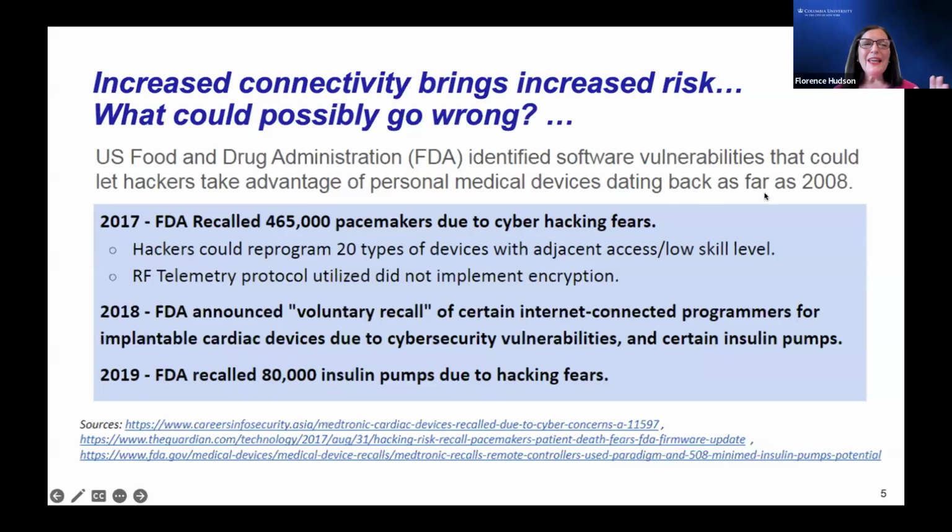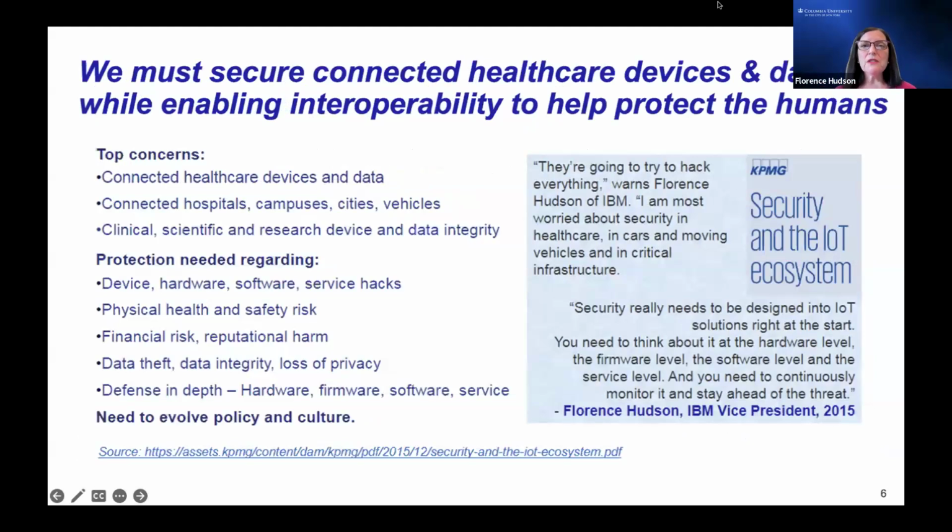So way back as far as 2008, the FDA identified software vulnerabilities that could let hackers take advantage of personal medical devices. In 2017, they recalled 465,000 pacemakers due to cyber hacking fears, where hackers could reprogram 20 types of devices with adjacent access, low skill level, and within 50 feet of you. So as I say, if you're sitting in a movie theater, or walking through a mall or wherever you are, how many people within 50 feet of you do you trust? How do you know? And then in 2018, a voluntary recall on certain insulin pumps and implantable cardiac devices, and then another recall in 2019, and the list continues. And these are not cute little companies doing this for the first time. These are vendors you know and trust. So this is an issue we need to deal with across all of our technologies.